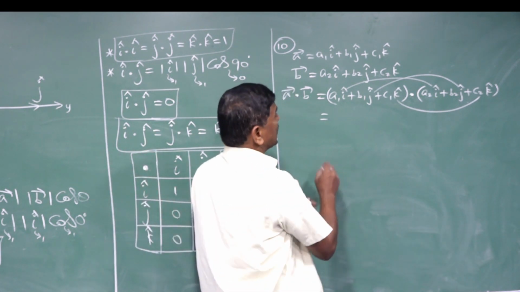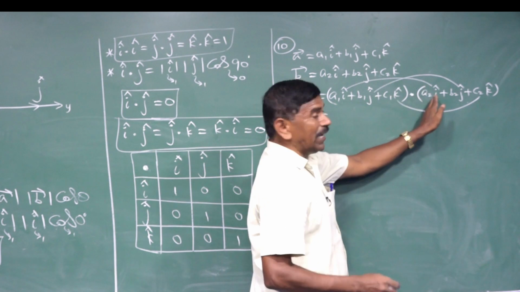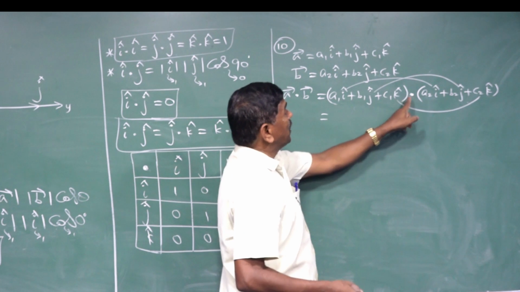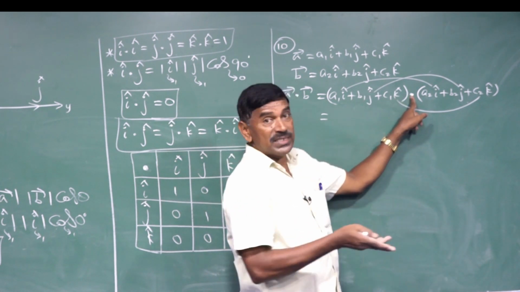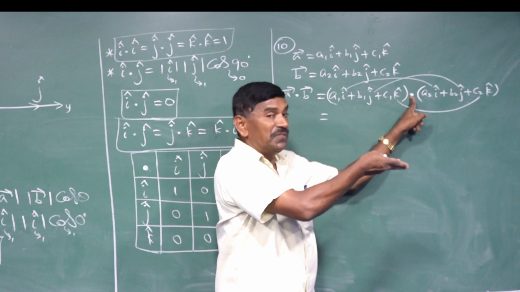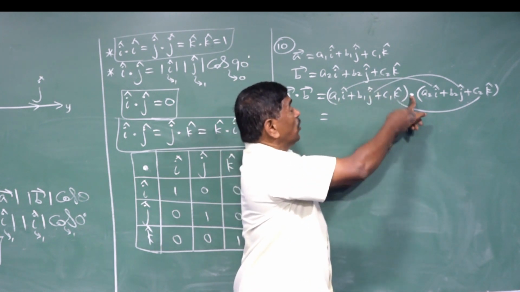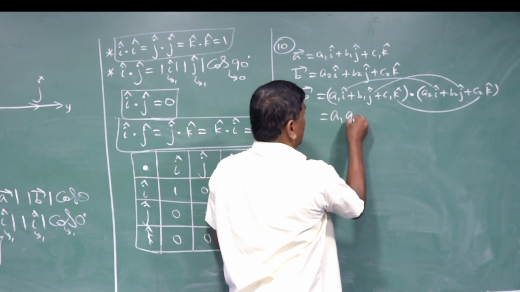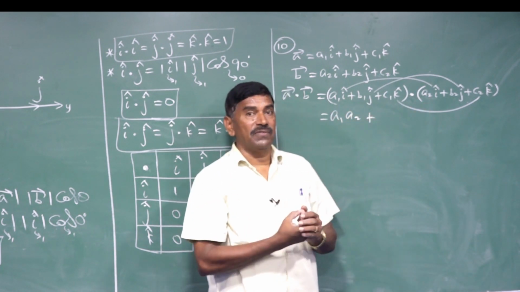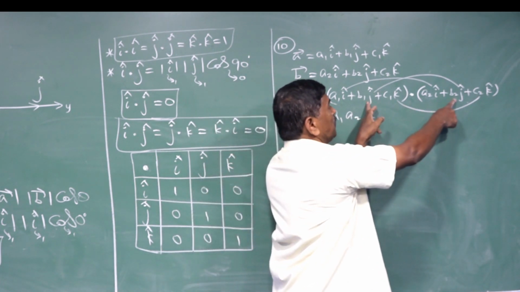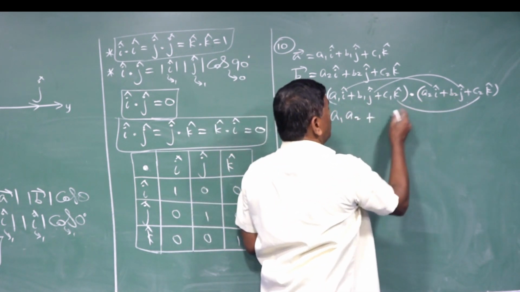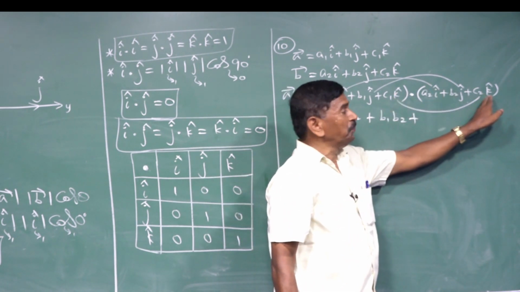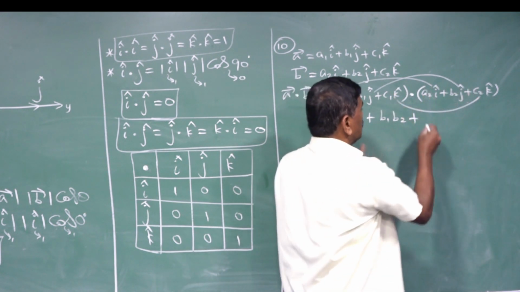Now your answer: i cap dot i cap is 1. Therefore it is enough to multiply only the coefficient. If the dot product is defined between the two vectors, it is enough to multiply itself multiplication. I to i possible, A1 into A2 will be the answer. A1 A2, that's all. Very good. J to j possible, B1 into B2, plus k to k possible, that is C1 into C2.